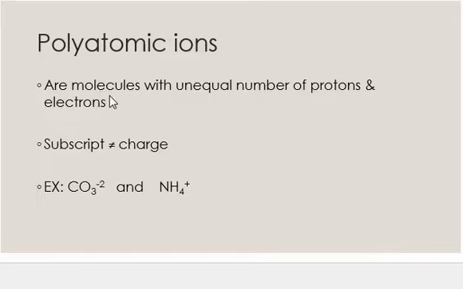Polyatomic ions are molecules, so they are comprised of more than one atom with an unequal number of protons and electrons, so there is an overall charge. A common mistake that beginning chemistry students make is to confuse the subscripts in the polyatomic formula with the charge. The subscript is different from the charge. Let's look at two examples here.